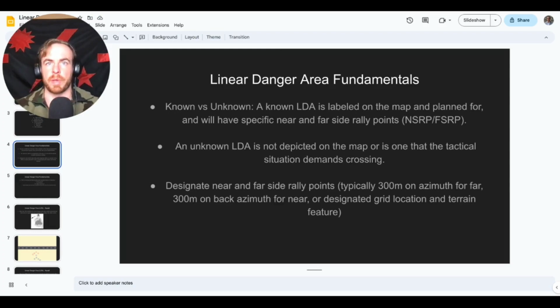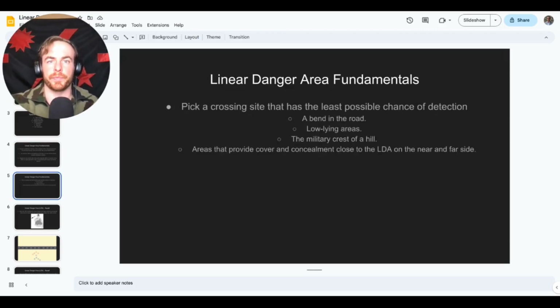So you could be on a patrol and come across an unmarked road that you're going to have to cross effectively and safely. You're going to want to designate near and far side rally points, which is typically going to be 300 meters on azimuth for far and 300 meters on back azimuth for the near. And if you have a planned LDA, you're going to designate a grid location and a terrain feature as well.